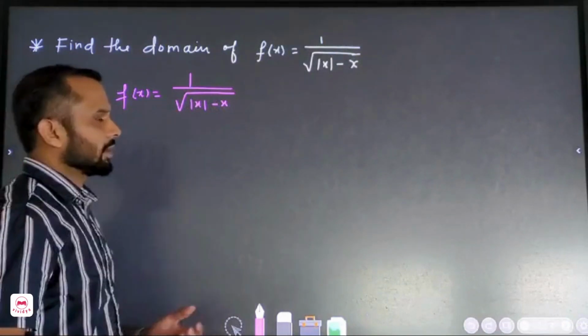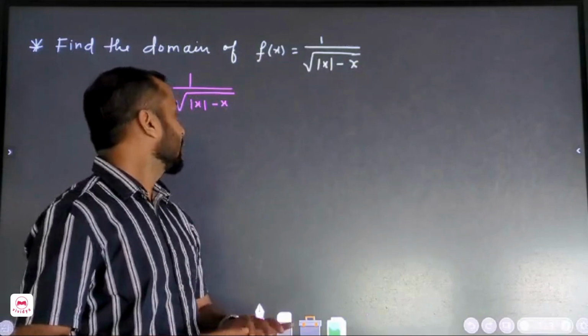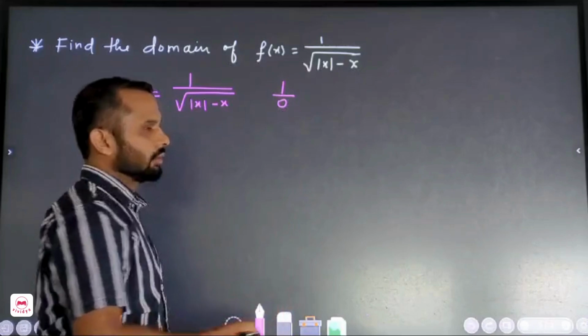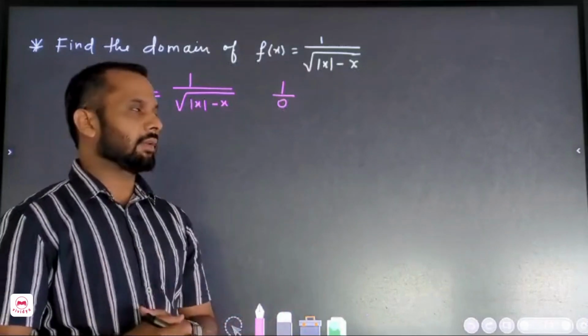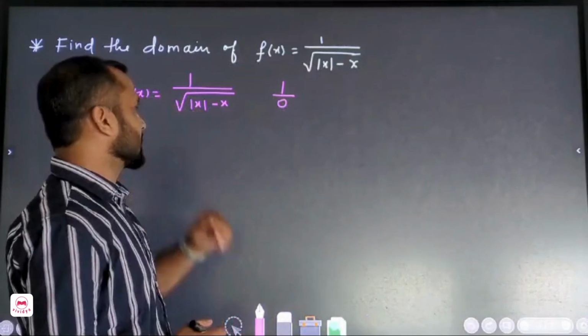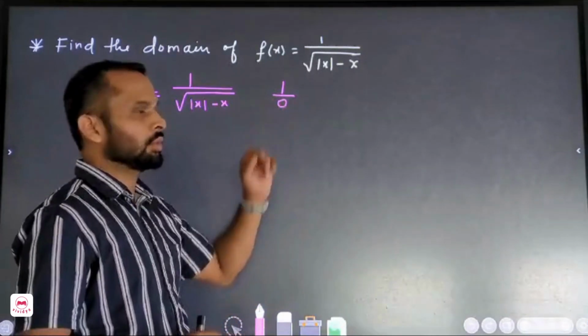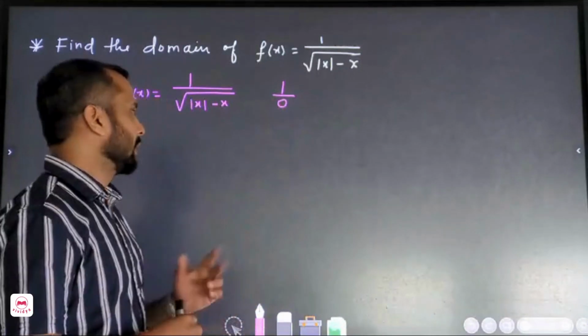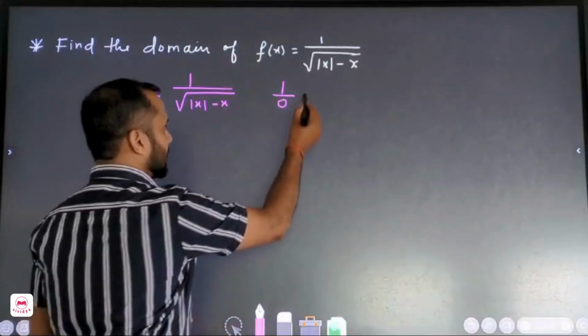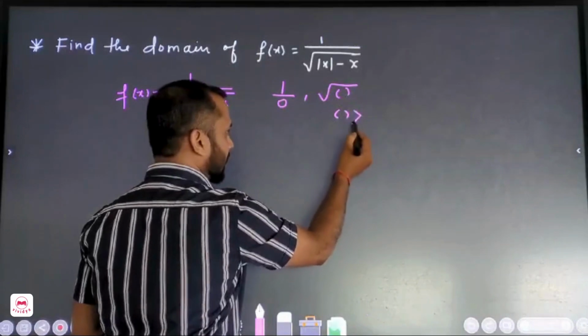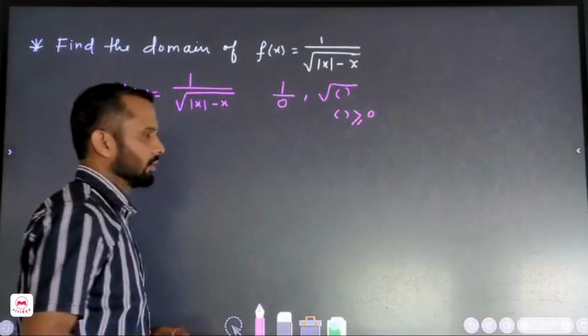In the function chapter we might have learned that if any function is of the format 1 by 0, then we say it is not defined. Since 1 upon a function is there, we have to avoid those cases where the function goes to 0, meaning 1 upon 0. Second case: since a square root is there, the inside of the square root should always be greater than or equal to 0.